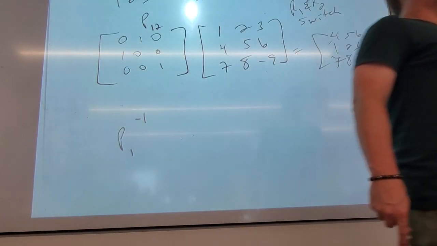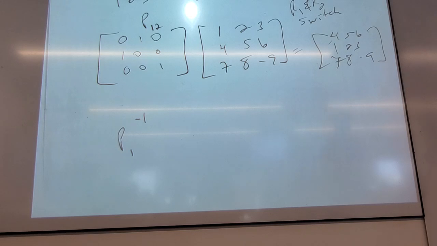Y equals 1 over x. What's the inverse function of that? X equals 1 over y. It's still the same: y equals 1 over x. And how do you undo flipping something? Flip it again. How do you undo flipping the first and second row? Flip them again. So isn't it its own inverse?